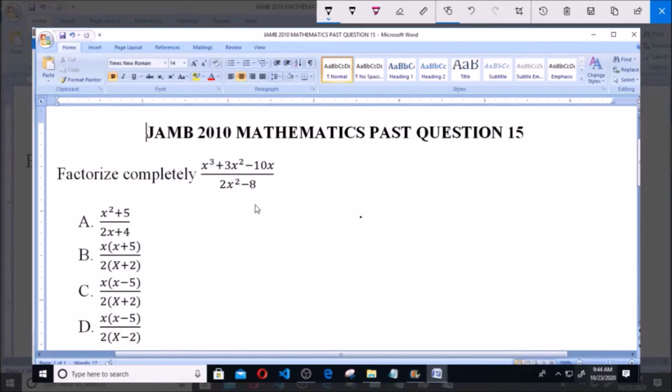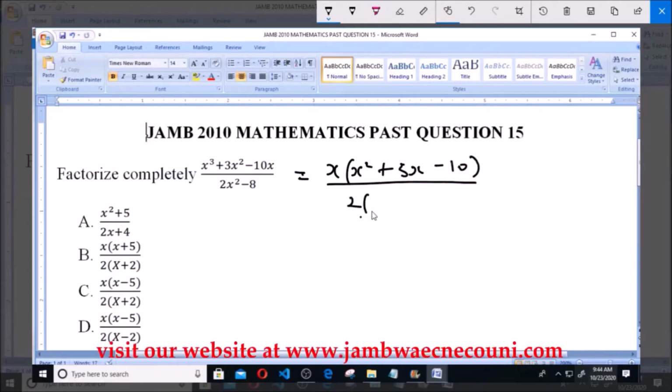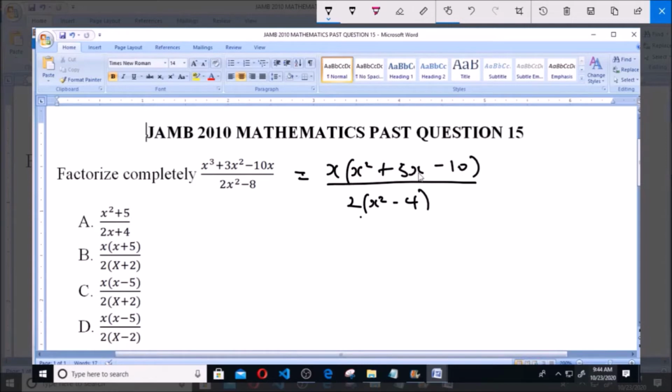Now we are asked to factorize what? Completely this. Now this can be written as x into x squared plus 3x minus 10 all over 2 into x squared minus 4. Now opening this bracket will give us exactly this. That's x multiplied by x squared will give us x cubed, x multiplied by 3x will give us 3x squared, and x multiplied by minus 10 will give us minus 10x. Likewise this 2 multiplied by x squared will give us 2x squared, and 2 multiplied by minus 4 will give us minus 8.